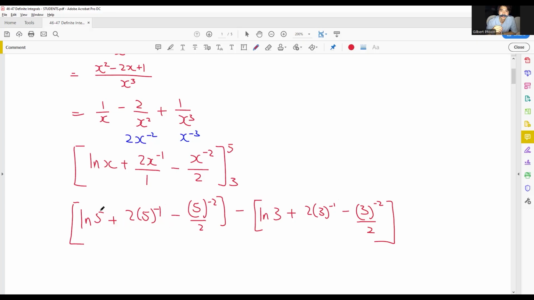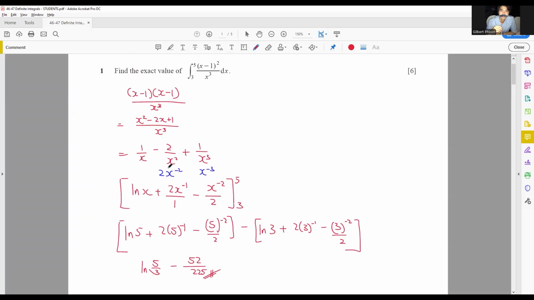From here, simplify where we can. Ln 5 minus ln 3 is actually ln 5 over 3. This will give us 2 over 5 minus 1 over 50. Type this into the calculator. Minus 2 over 3, then plus 1 over 18. So if you type everything into the calculator correctly, you're supposed to get 52 over 225. This is the exact value for this question over here.